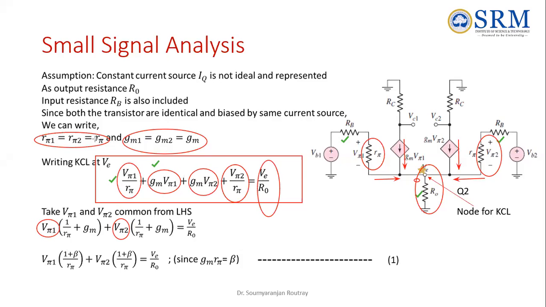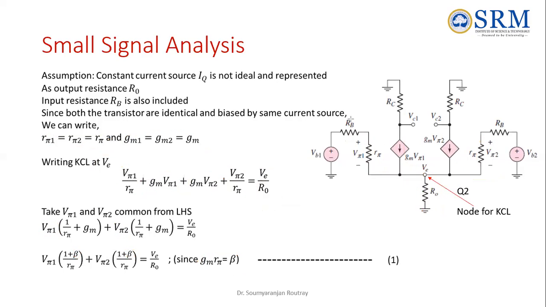If we multiply R pi over GM into R pi, we know it is beta. GM into R pi, we know it is beta from the BJT. In the initial BJT class, GM R pi is beta. If you go to your unit 1, you will find GM R pi is beta. So here I wrote GM R pi as beta, and here also I wrote beta. So common V pi 2, all are the same as it is. Right hand side also it is the same.